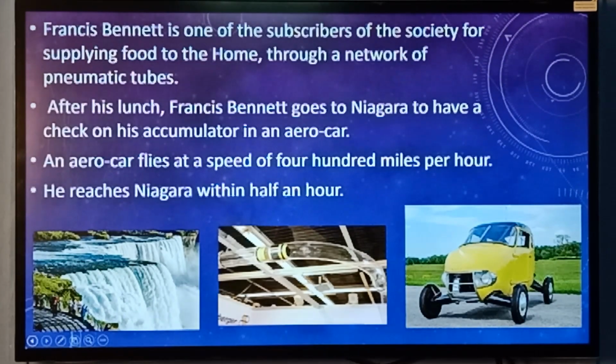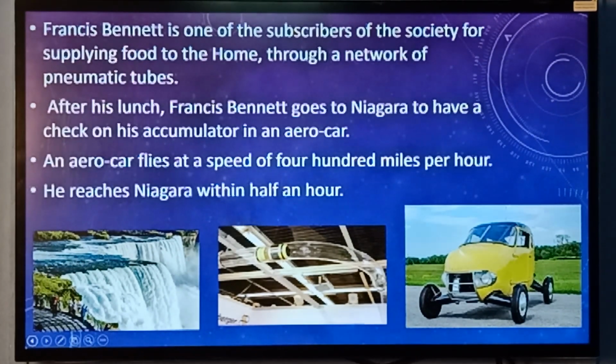Francis Bennett is one of the subscribers of the Society for Supplying Food to the Home through a network of pneumatic tubes. What are pneumatic tubes? Restaurants in this imaginary world install pneumatic tubes to deliver dishes to homes. Just as we have restaurant food delivered to our houses, these pneumatic tubes transport food using air pressure directly to homes.